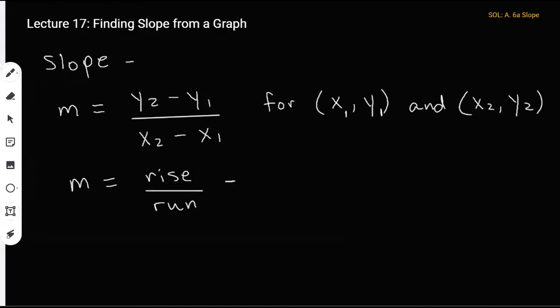So the rise means how far up you go. That's going to be the change in y, because the y-axis is going to tell you how far up or down you go. And the run is going to be the change in x. So how far you go on the x-axis is going to determine how far to the right or to the left you go. So that is the formula that we're going to be using today.